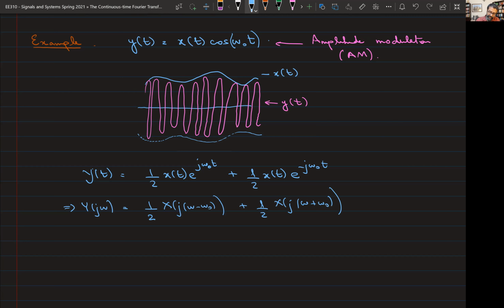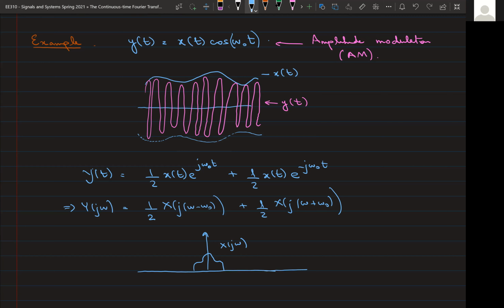Right? So essentially, if this was x of j omega, and for example your audio speech or audio signals are baseband signals in the sense that they reside at lower frequencies, around the baseband, right? So this is called baseband. What would y of j omega look like? What do you think? What would y of j omega be?